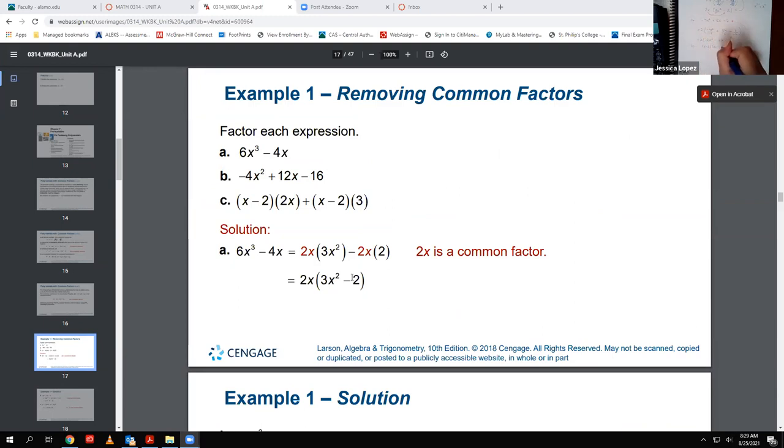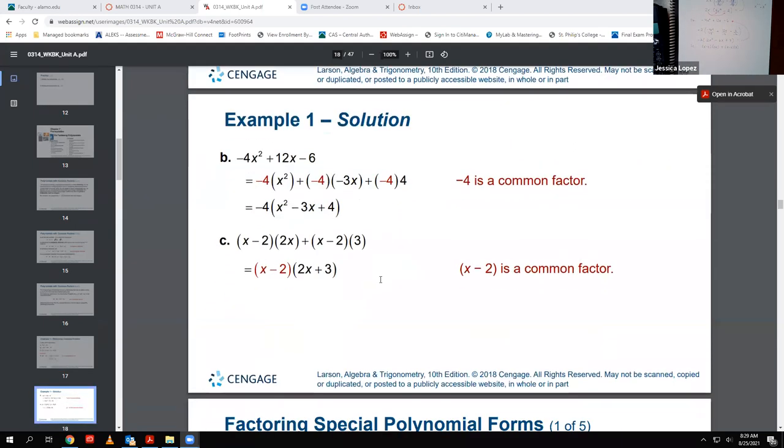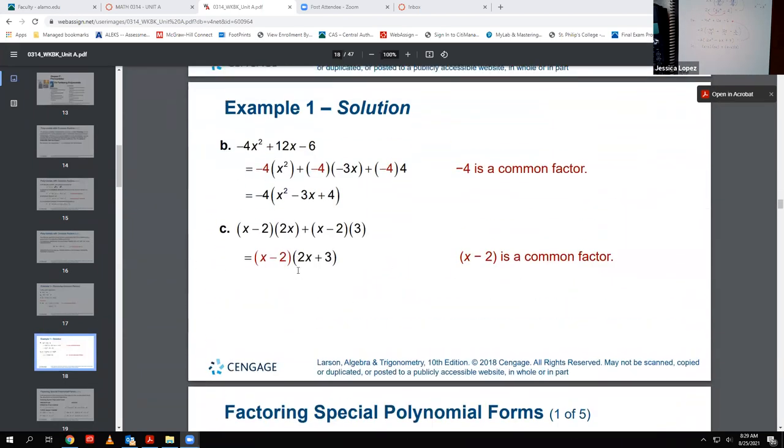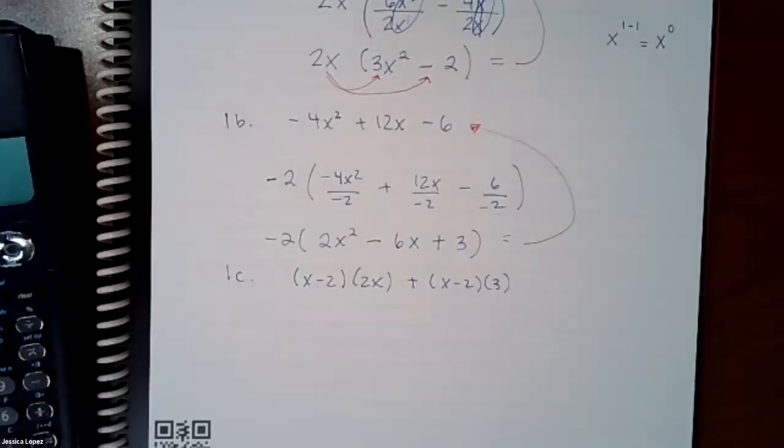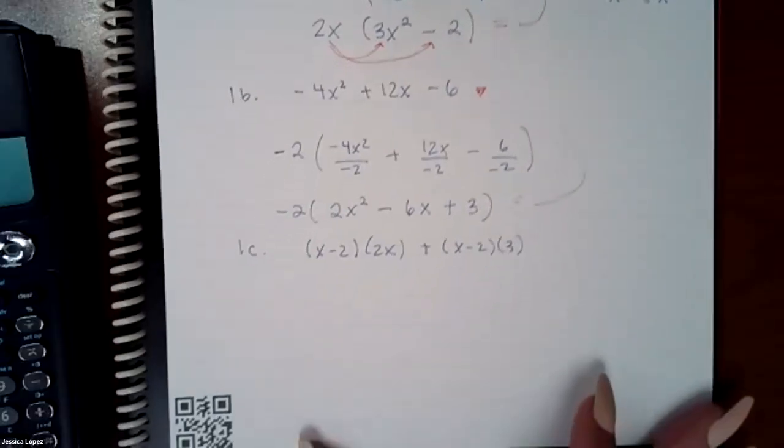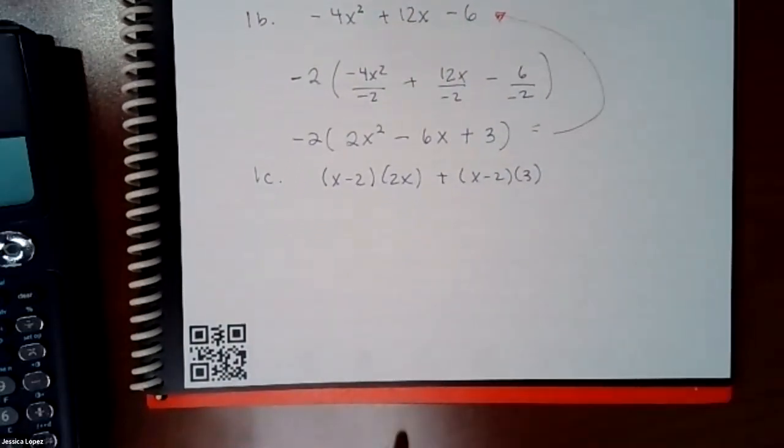So let me write down C, and then we'll talk about that one in a minute. So this one's going to look really ugly. I know they make it look all nice and neat, one step, bam, done, right? It's not that nice. So let me go over to my video. So here you want to find out what they have in common.